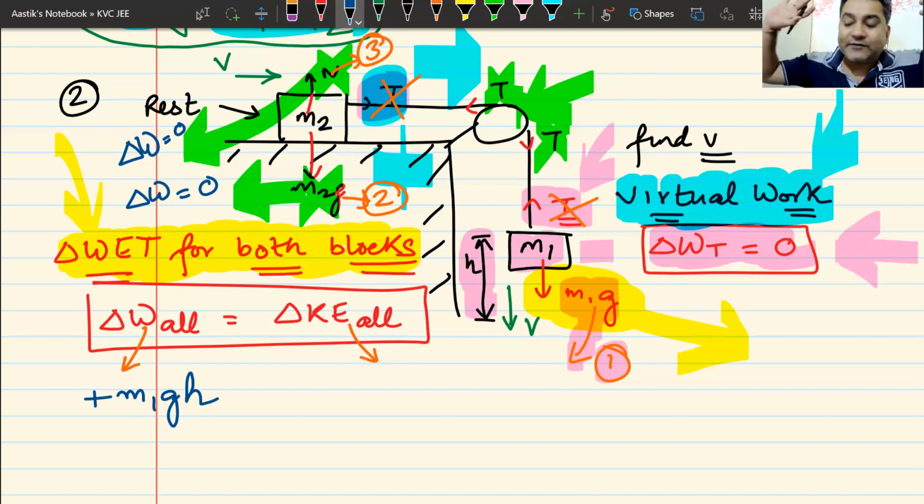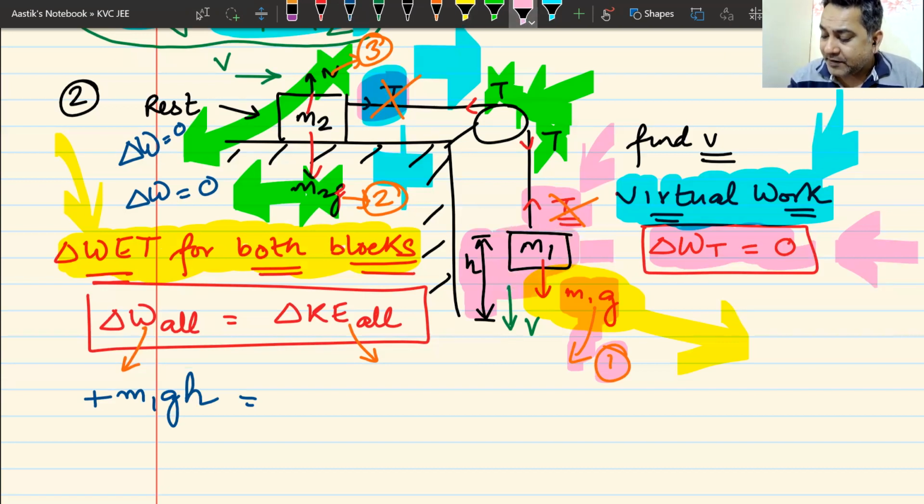Do we understand this? Can I have some raised hands? That is the only force that is doing work. Well done. Okay, good. Now that must be equal to the change in kinetic energy of both the bodies. Let us talk about body number one. Which is body number one? Body number one is our block M1, which is all pink.